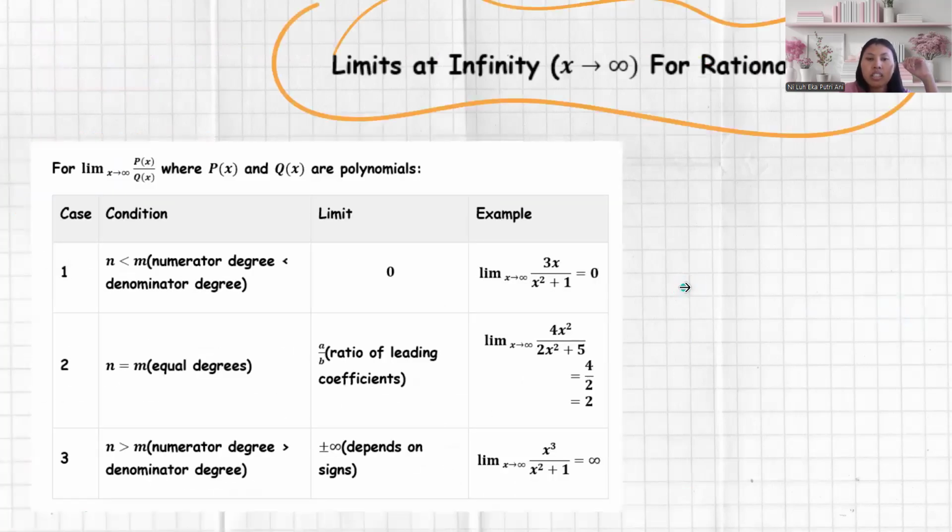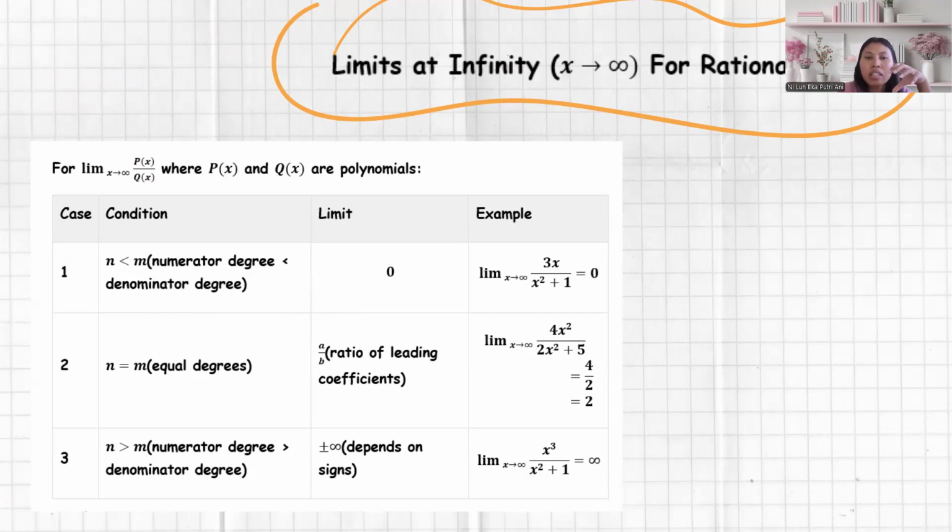The next topic is limit at infinity, x approaches infinity for rational function. Okay, for the limit of p(x) over q(x) as x approaches infinity, where p(x) and q(x) are polynomials, we have 3 conditions. The first condition is if n is less than m, numerator degree is less than denominator degree, and we have the limit is 0.